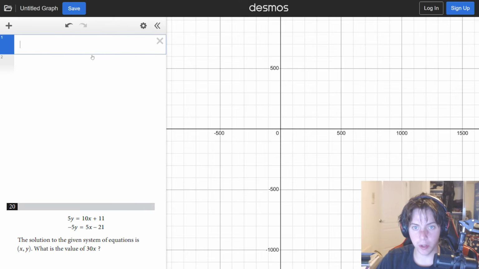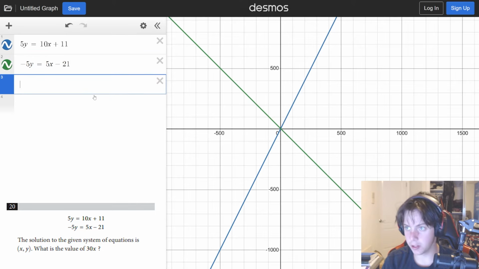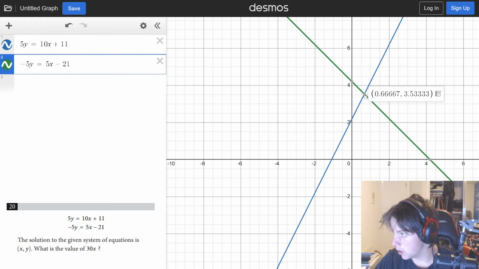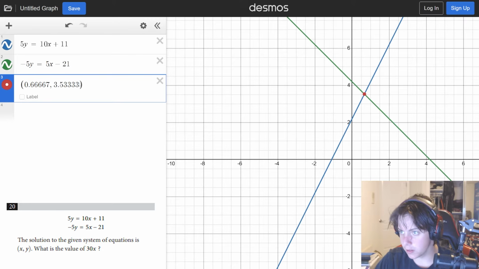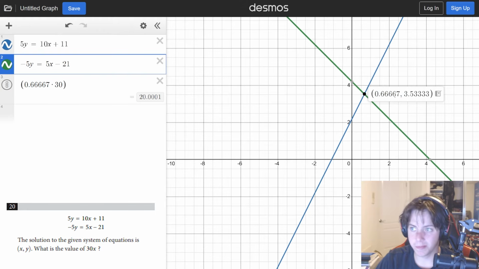Okay, question number 20, negative 5y equals 5x plus 21. So what is the value of 30x when we solve for this equation? So if we zoom in, we're still far away, we see that we have here, this is our x value. Let's multiply this out by 30, and we get 20.001. It's probably just 20. The problem probably is just rounding error right here, but it's not a big deal. Let's go to 21.